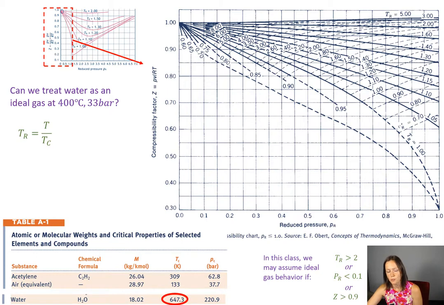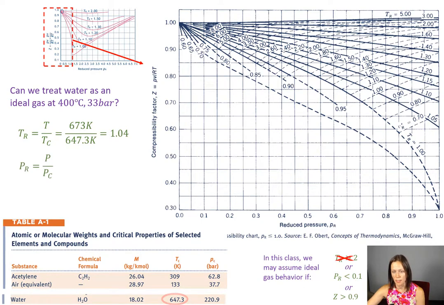The critical temperature for water is 647.3 Kelvin. So if I plug things in, I have to remember to put my 400 degrees Celsius in terms of Kelvin. If I plug it in, I've got a reduced temperature of 1.04. So that's not enough for me to say I can assume I've got an ideal gas. So let's go on. Let's check our reduced pressure, see if that's good enough.